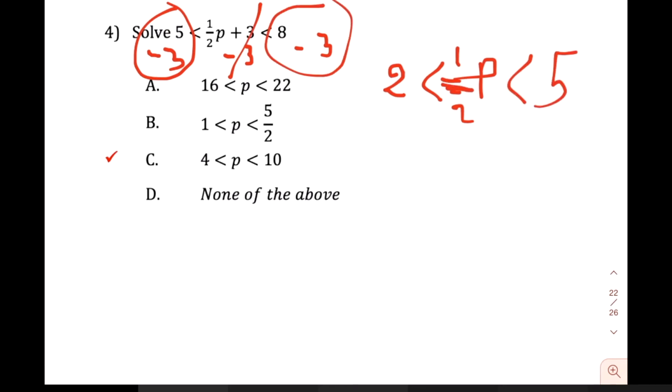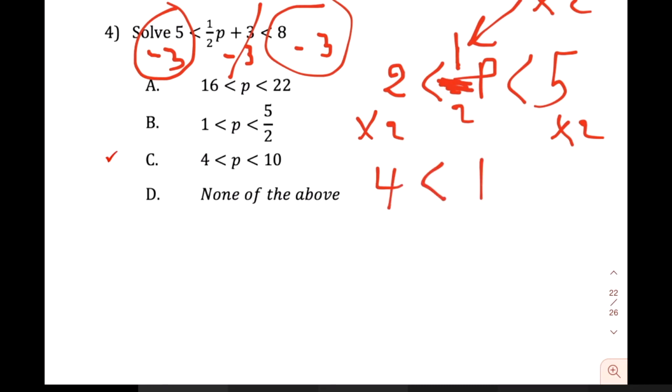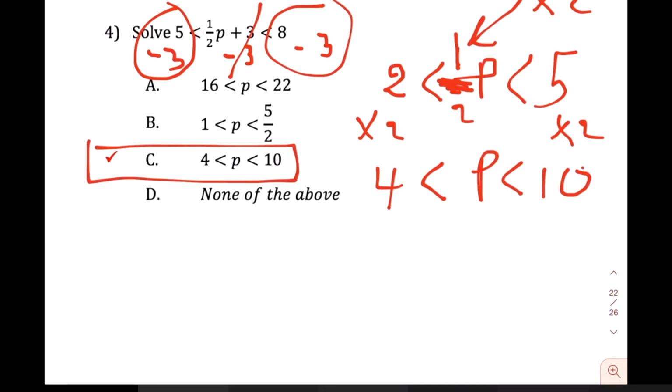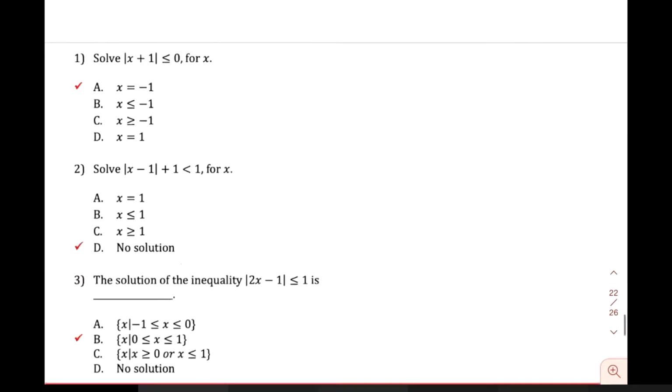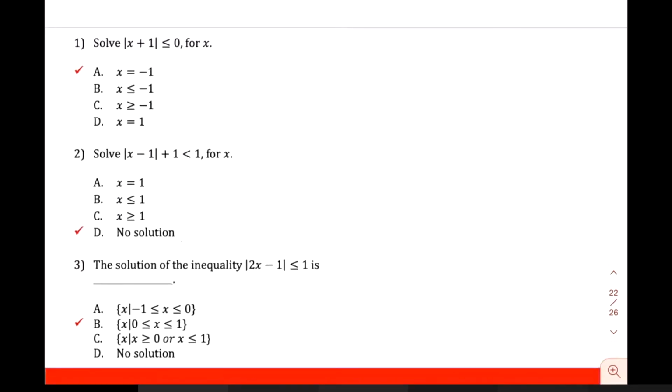And then multiply by 2, because you have 1 over 2. This 1 over 2, you cancel it by multiplying by 2. So you multiply everything by 2. Okay? So you get here 4, and then you get p, and then you get 10. And that's your answer. P between 4 and 10. Okay. Now we have a few slides left.